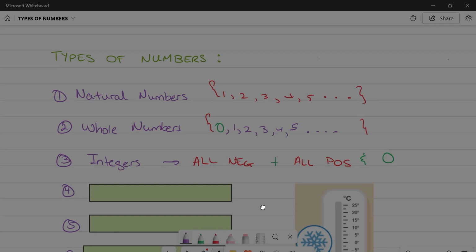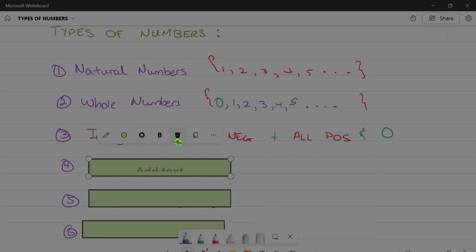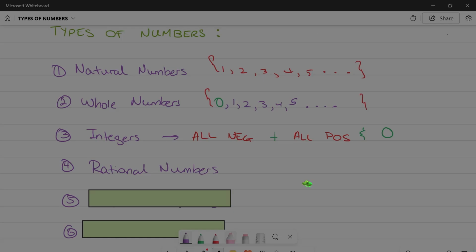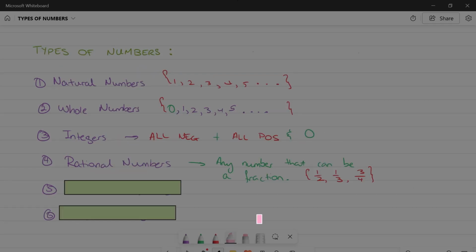The next type of number we have is called rational numbers. So rational numbers are any number that can be a fraction. For example, we have things like a half, a third, 3/4. All of these are fractions. Rational numbers include all integers, all whole numbers, and all natural numbers.